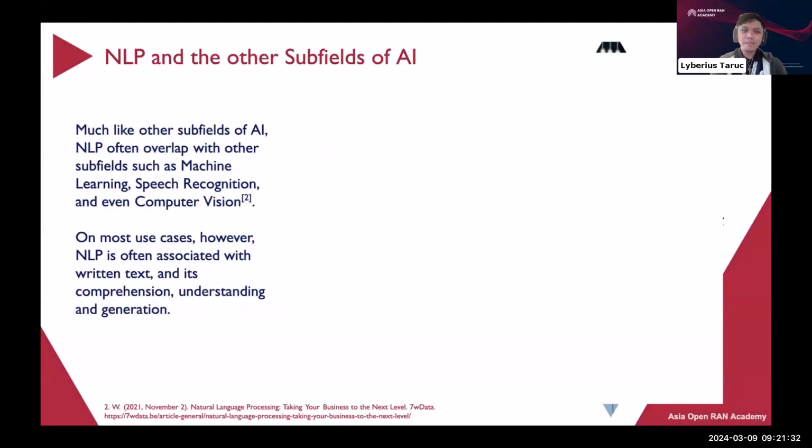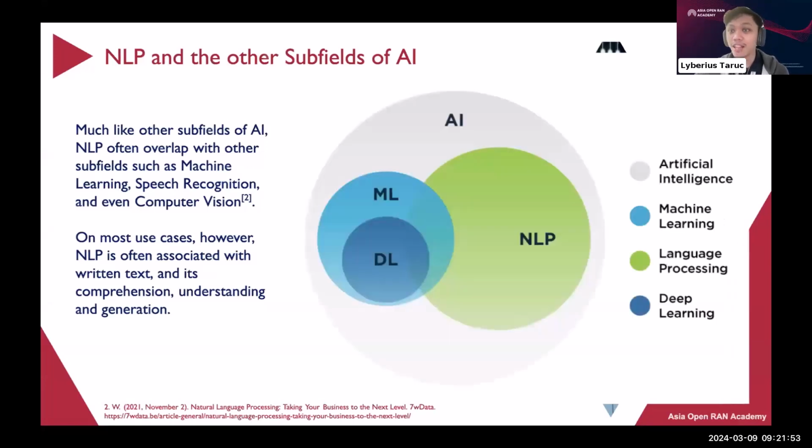Now, NLP, much like other subfields of AI, often overlaps with other subfields such as machine learning, speech recognition, and even computer vision. But if we're going to look at the practicability of NLP nowadays, normally we would consider NLP to be more associated with written text and its comprehension, understanding, and generation.